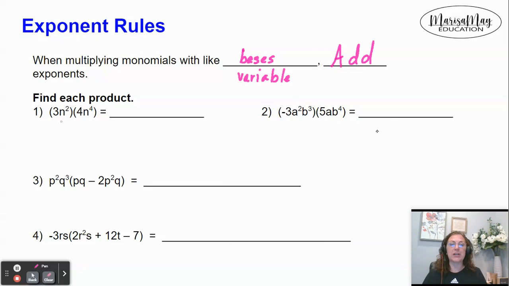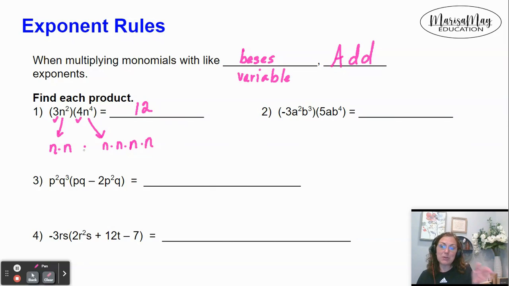When we look at number 1 here, I want to go ahead and multiply the numbers in front. So 3 times 4 would give me 12. But when I look at n to the second times n to the fourth, let me show you what really happens. n to the second means to multiply n times n. n to the fourth means to multiply n times itself 4 times. So if you multiply these together, you're actually multiplying 6 n's. So we would say that is n to the 6. Now the shortcut is I can just add those exponents. 2 plus 4 would give me the 6 here.